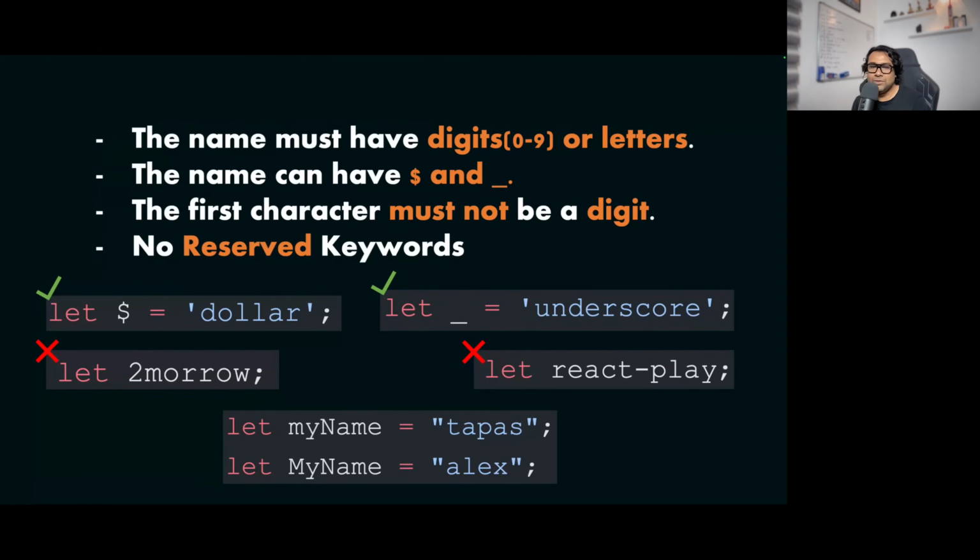First of all, these two, are they valid or not? Yes, these two are valid because they adhere to all the rules that you have specified at the top. But are these two the same variables?